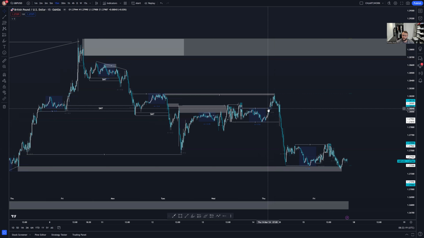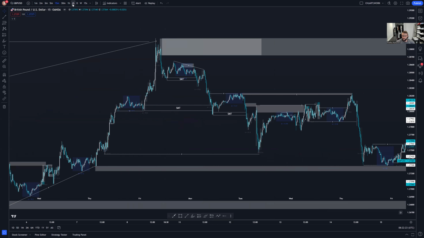These are just the A plus setups that I saw going back and looking at price for the week. So we'll jump straight into it.